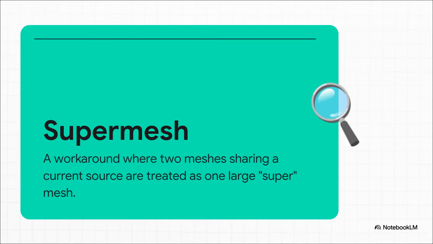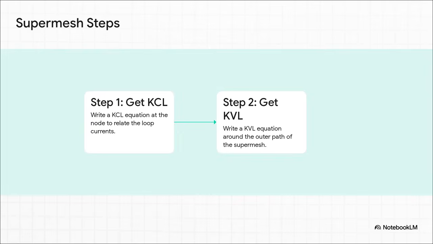But it's not a dead end. This is where engineers came up with this brilliant little workaround called the supermesh. The whole idea is to just mentally erase that problem component for a second. Just pretend that shared current source isn't there and treat the two meshes as one giant single loop. So how does that even work? Well, it's a two-step move.